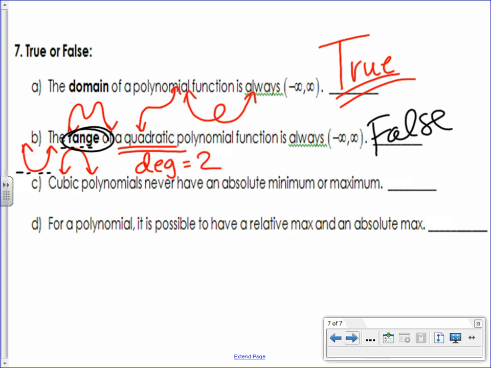Letter C. Cubic polynomials never have an absolute minimum or maximum. Cubic looks like this. Or if it's negative, it looks like this. Check out those ends. They're either approaching positive infinity or negative infinity. So if it's going to infinity, then I don't have any absolute minimums or maximums. That's true.